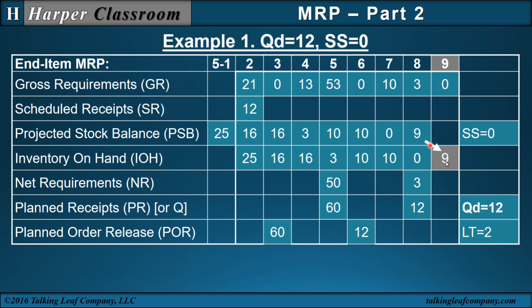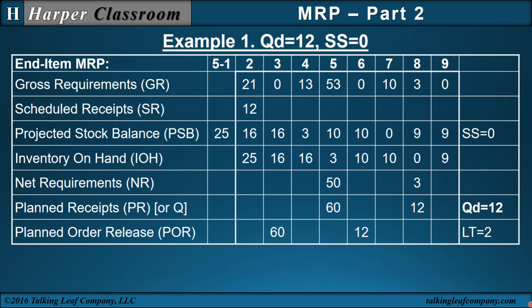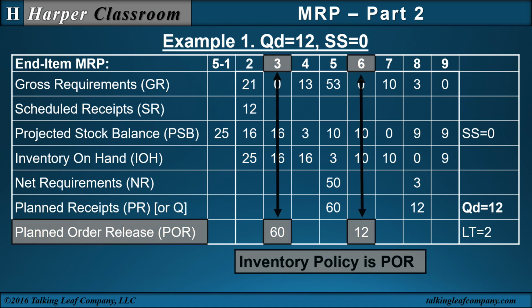I bring the 9 down as my inventory on hand. There's no requirement, so it carries over as the balance. And there's my MRP for this problem. Now from this MRP I can generate my inventory policy. And the inventory policy is the POR, because the POR tells me how much to order and when to order, and there's my inventory policy.